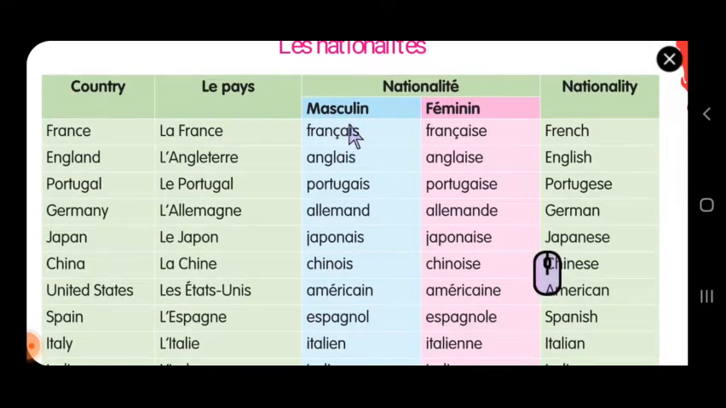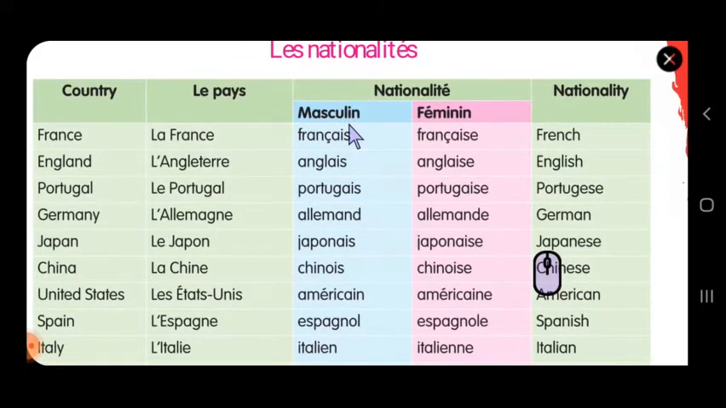Here I will not pronounce the S, and in feminine I will pronounce the S. That is the difference. Français, Française. Repeat. France, Français, Française.